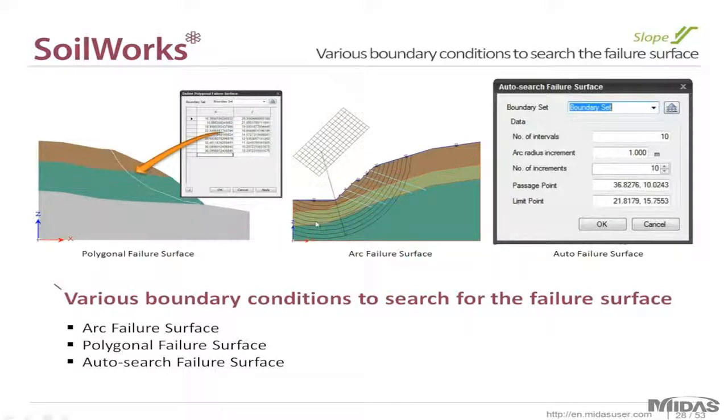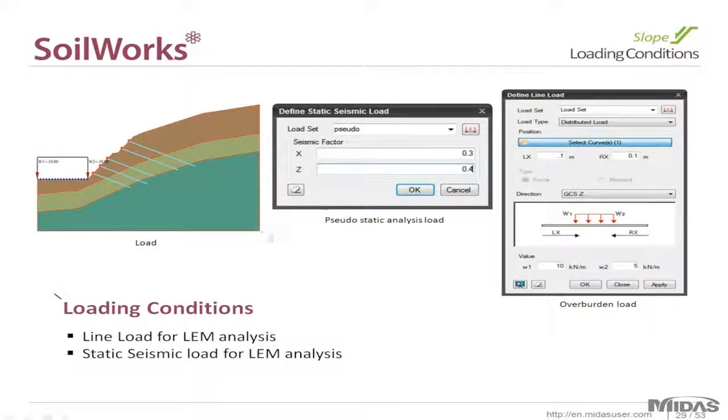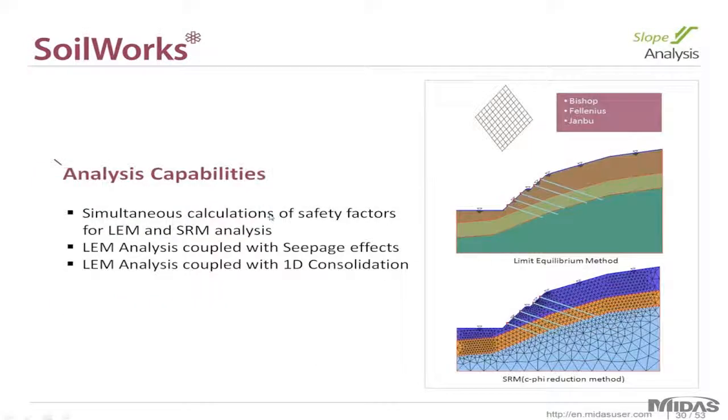Okay, so then various boundary conditions are available to you to define your surface failure. Within the slope module, you can use the polygonal failure surface for block or wedge failure surfaces. Then obviously you have your arc failure surface, and the auto failure surface, where you can input it automatically. So all three of these options are available to you with the software. Loading conditions, you can choose your various loading conditions very easily with the parameters that we set.